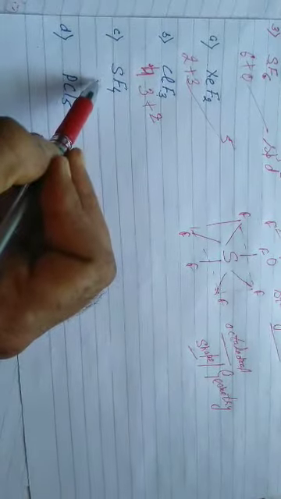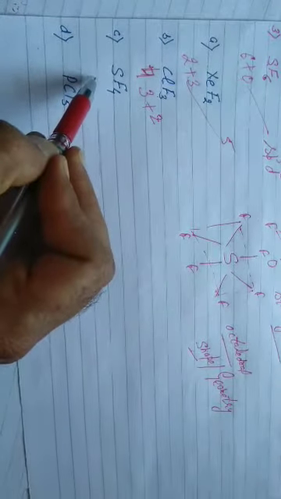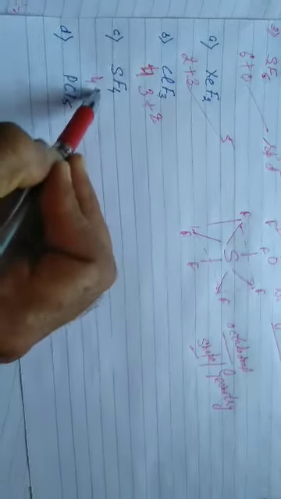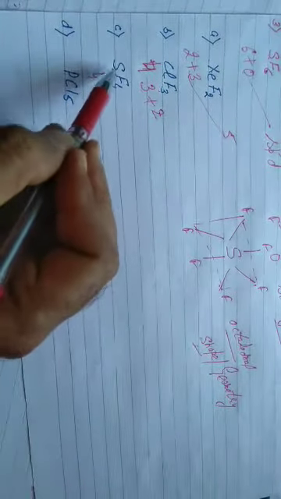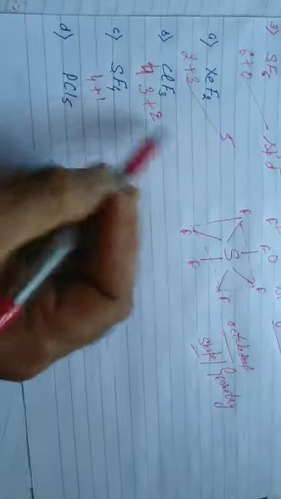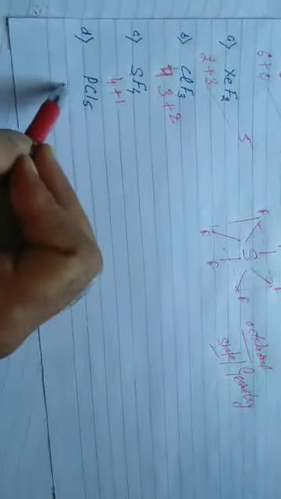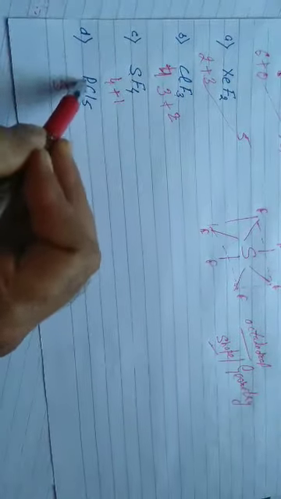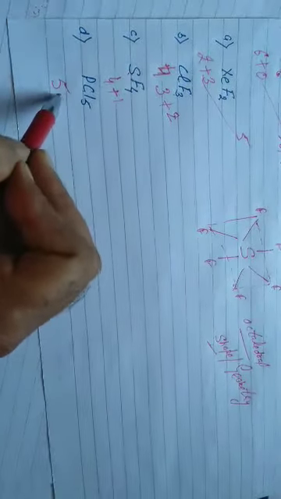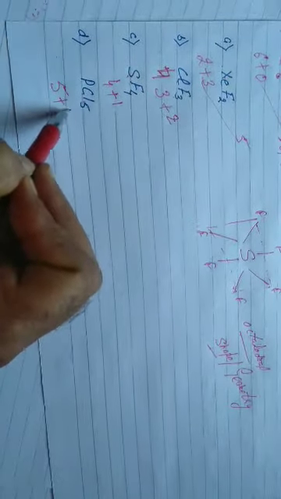SF4. Sulfur has 6 valence electrons. 4 it shares. According to N plus L rule, we got 4. It has 6 valence electrons, 4 it shares. 6 minus 4, 2. 2 means 1 lone pair. Again 5. PCl5. Number of atoms around the central atom 5. Phosphorus has 5 valence electrons. It is group 15. All of these share 5.